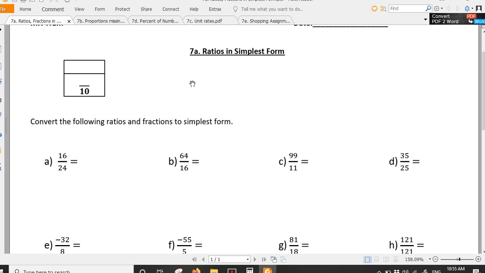Okay, so chapter 7 is all about ratios, percents, and proportions. And there's no quiz, but we are going to culminate this chapter with a shopping assignment, which I will explain in the very last video.